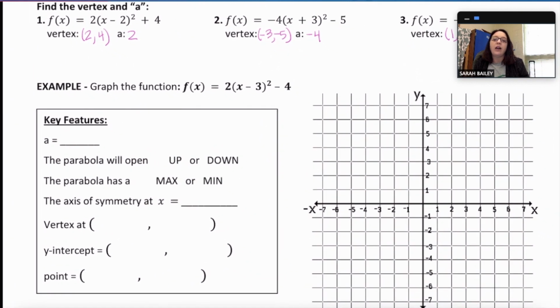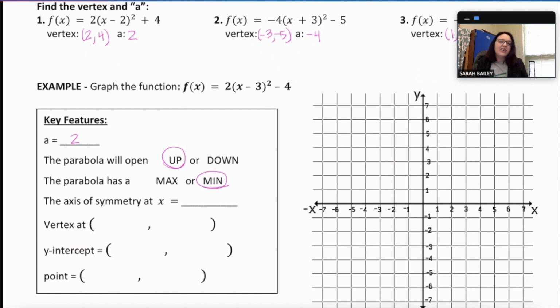So this time we've got f of x is equal to 2 times x minus 3 squared minus 4. So our a value here is 2, which means that the parabola will open up. It'll be that U shape. And then is it a maximum or a minimum? Well, if it's a U shape, then that's a minimum value.